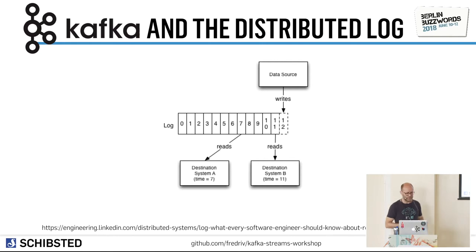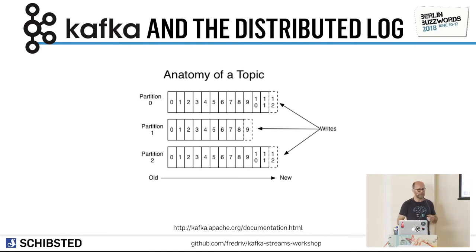In addition, in order to achieve higher performance, what Kafka does is it splits this log, or a topic, as it's called in Kafka, into multiple partitions that are spread across the Kafka cluster. So typically, each server in the Kafka cluster will have one or more partitions belonging to a topic. And this allows you to spread the writes to a topic out across the cluster.